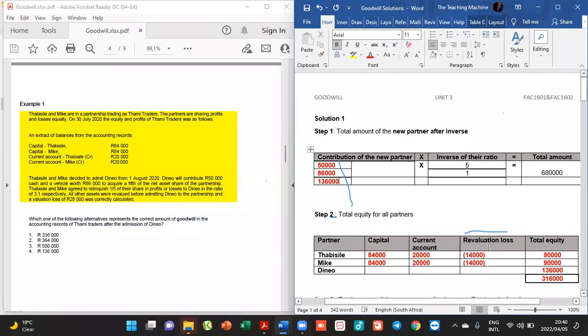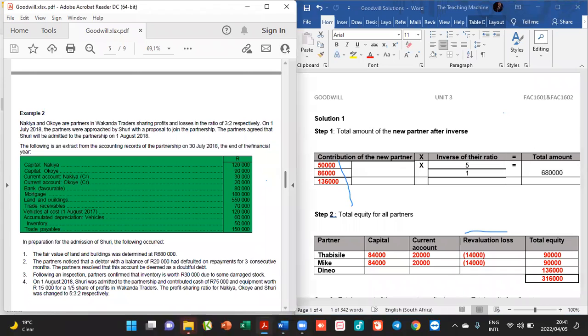All right. If it was a profit, then we would have added this revaluation profit. But now because it's a loss, we need to minus. So 90,000 plus 90 plus 136, it's 316. When you go to step number 3, it should be simple because you would take this amount, 680 minus 316, then it will take you straight to your goodwill.